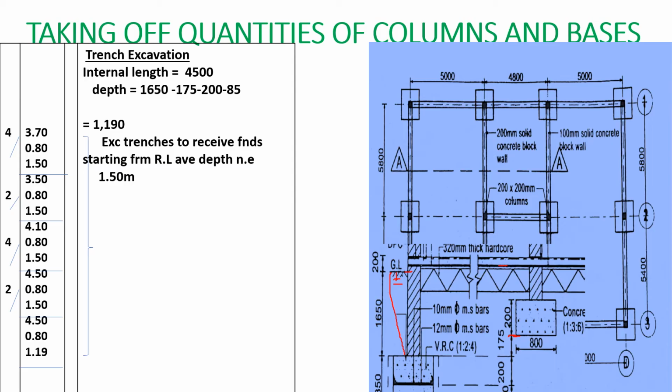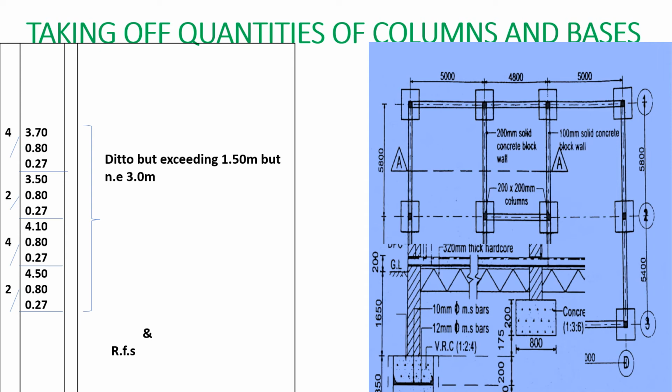So we excavate trenches to receive foundation starting from reduced level, average depth not exceeding 1.50 meters. And then we book for what remains, 1500 minus 1765, we are left with 0.27. So we book the second stage. So that is 3.70, 0.80 by 0.27, and then 3.50, 0.80, 0.27, 4.10, 0.80, 0.27 by 4, 4.50, 0.80, 0.27 by 2. Let's say, exceeding 1.5 meters but not exceeding 3.0 meters, and then we backfill. Now that is the excavation.